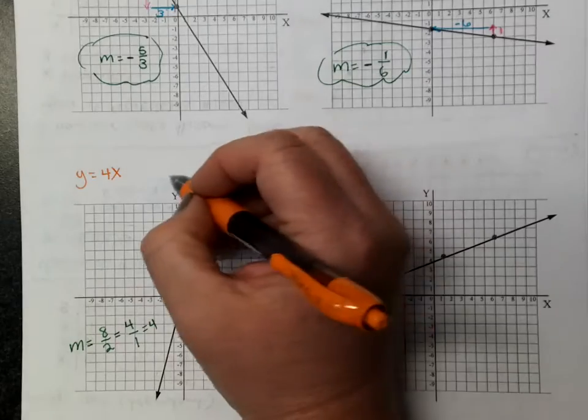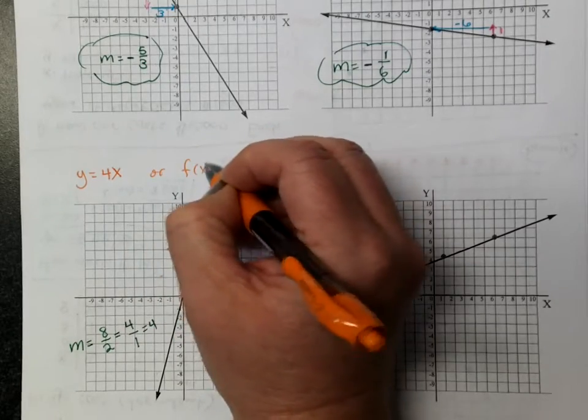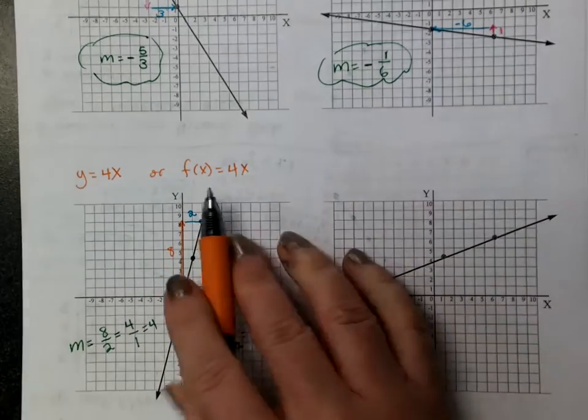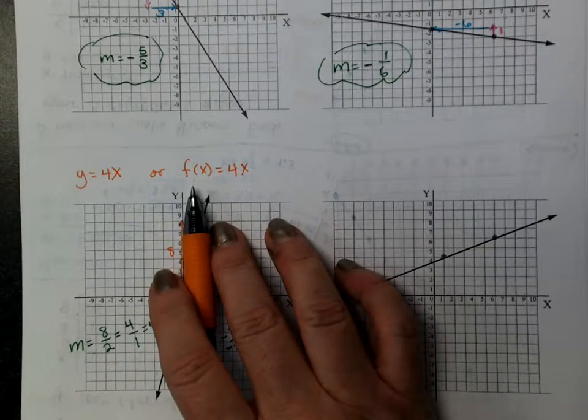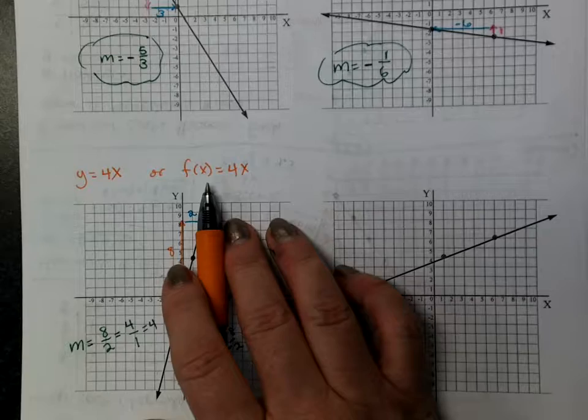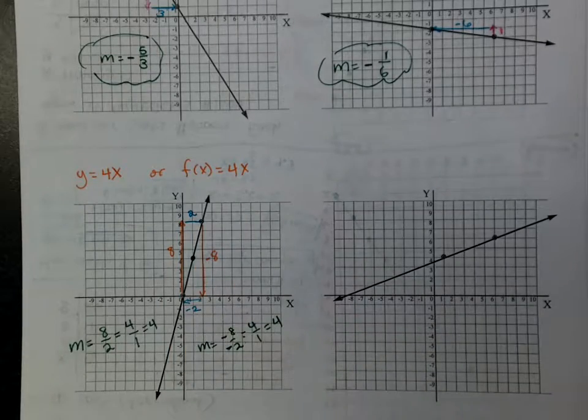And that can be written as that or as f of x equals 4x. And don't be fooled, when it's in function notation, yes, there is still an x and a y. It's just that f of x is y. Okay? But there's no constant, it goes through the origin.